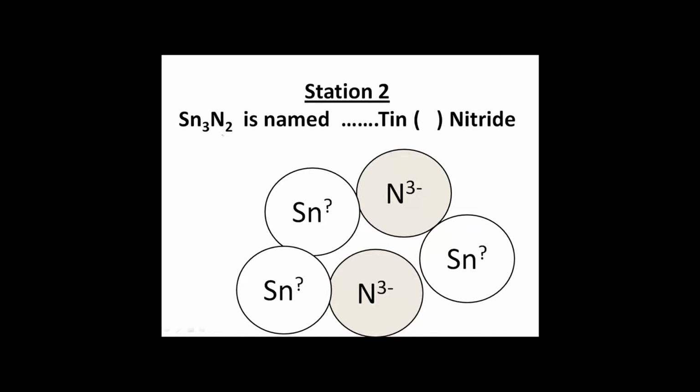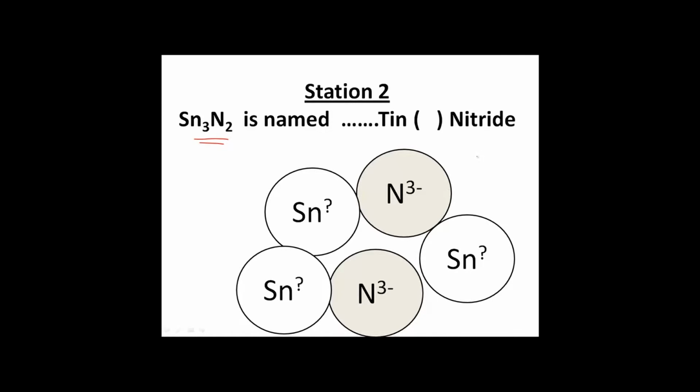Okay, traditionally you would look at Sn3N2 and say this is called tin nitride. But in this case, tin has more than one charge, and it's our job to find it out. If I look at my negatives here, nitrogen has a 3- charge and a 3- charge. And that is a consistent negative charge. It doesn't have a variable charge. So we can actually start with nitrogen. So each nitrogen has a 3- charge.